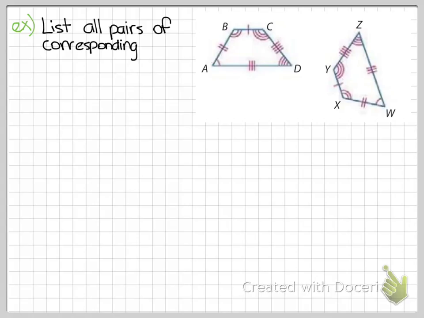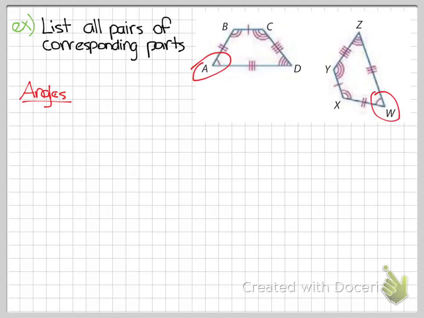I just want to list out all pairs of corresponding parts, just like we did in the last one. But now we don't have triangles, we have what looks like maybe a trapezoid, but we're probably just going to call it a quadrilateral by its 4 sides because we don't know for sure it is. First of all, it's kind of easier to start with the angles, so let's list all pairs of corresponding angles.